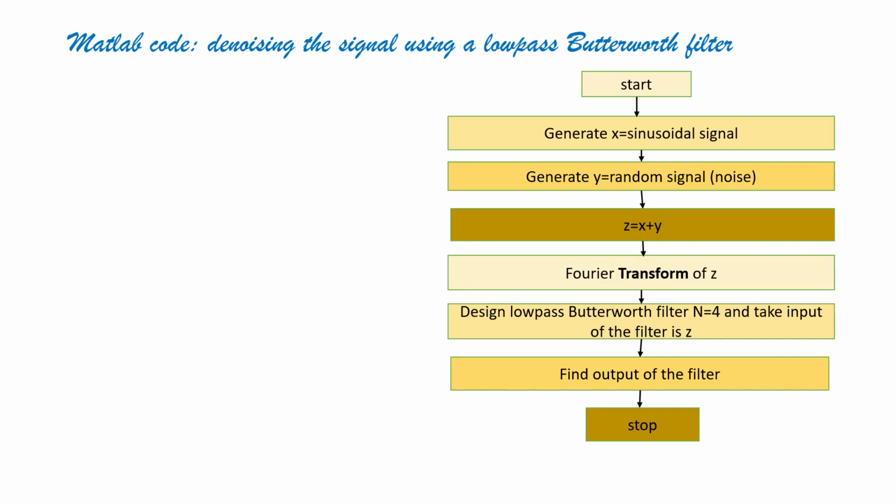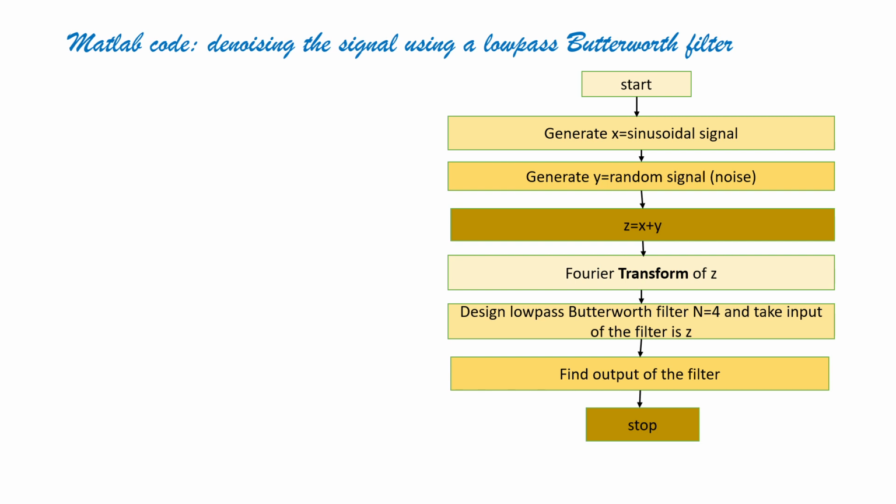Now, in this particular program, I denoise the signal using a low-pass Butterworth filter. So I just go for the flowchart. How can I design the program? Start, I generate X as a sinusoidal signal. Then generate Y as a random signal. Then I add these two signals, so I can define a new signal Z, which is the combination of X plus Y.